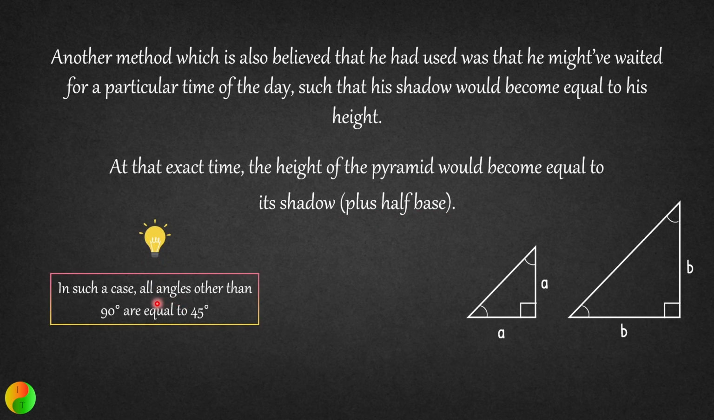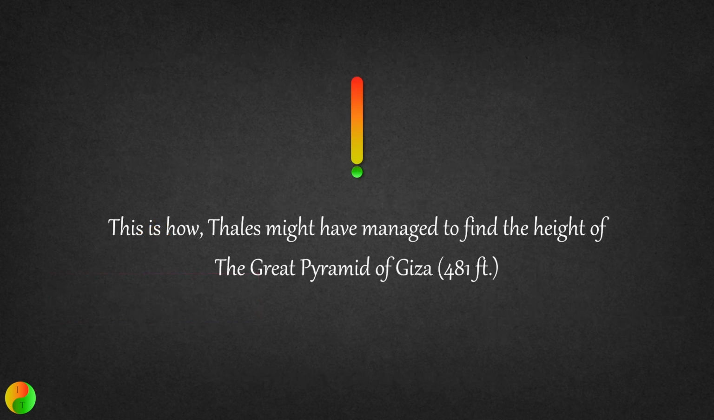In such cases, all angles other than 90 degrees in a triangle are equal to 45 degrees. In other words, both of these triangles are isosceles triangles. And obviously, this method was far easier than the previous one. Now, before we move forward, let me ask you, what would be the scale factor in this particular situation? This is how Thales might have managed to find the height of the Great Pyramid of Giza, which was around 481 feet at that time.